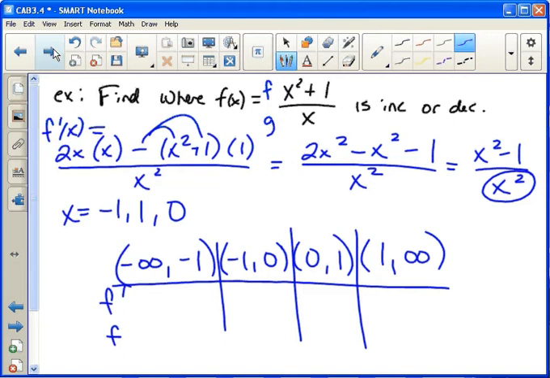Okay, now I'm going to pick, say, negative 1/2. If I pick negative 1/2 and put it in the top, negative 1/2 squared is 1/4. 1/4 minus 1 is negative. So now between 0 and 1 I can pick 1/2, plug it in top. 1/2 squared is 1/4. 1/4 minus 1 is negative again. And then 1 to infinity, I'll just pick 4. 4 squared is 16. 16 minus 1 is clearly positive.